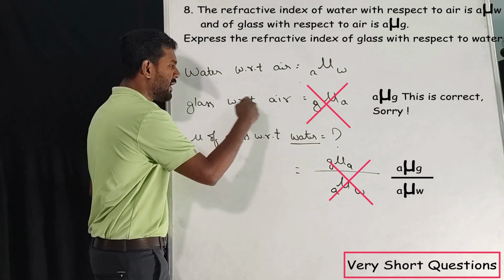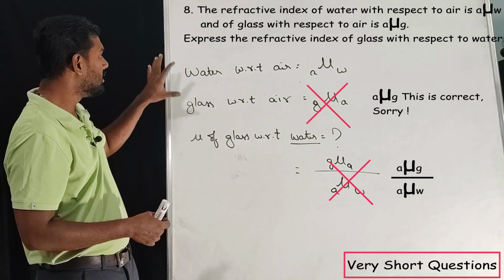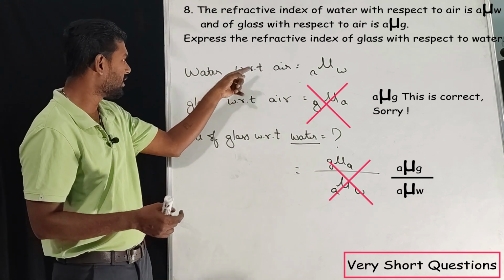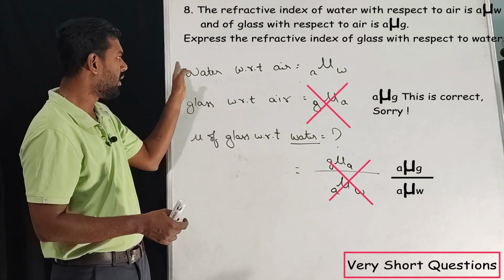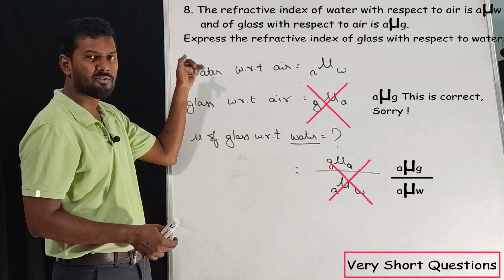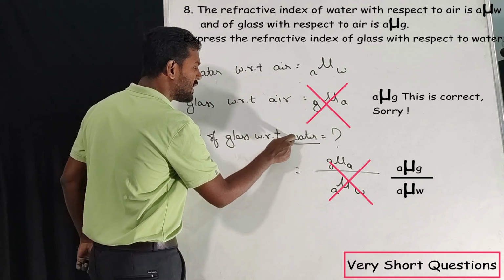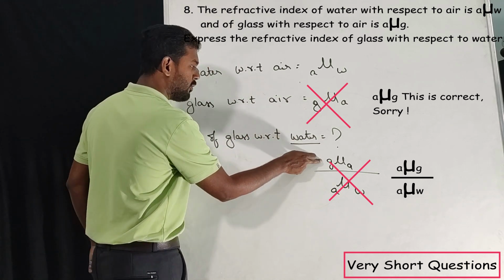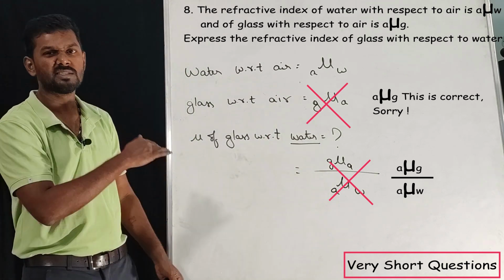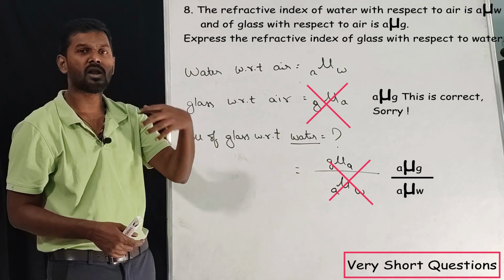Okay, and the remaining value obviously will go to the numerator. If the speeds of two different mediums are given, instead of the refractive index, this is the refractive index of water with respect to air. If the speed of light in water with respect to air is given, then with respect to what is there? Water. That value will go to the numerator and the remaining value will go to the denominator. This is the difference between the refractive index and the speeds being given.